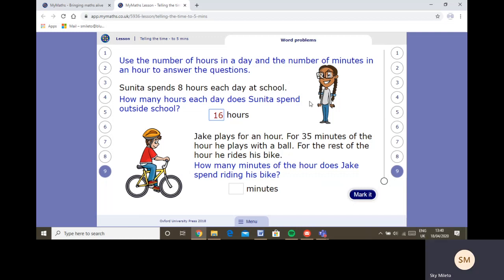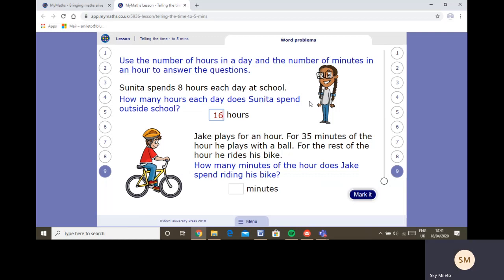Jake plays for an hour. For 35 minutes of the hour, he plays with a ball. For the rest of that hour, he rides his bike. So, how many minutes of the hour does Jake ride his bike? If he plays for 35 minutes with the ball, we need to add something to 35 to get 60, or 60 take away 35 was the way I would do it. So it might be that you want to get some paper, pause the video and do a column subtraction. Some of you might be able to do it in your head.